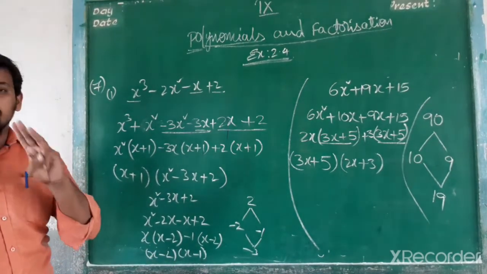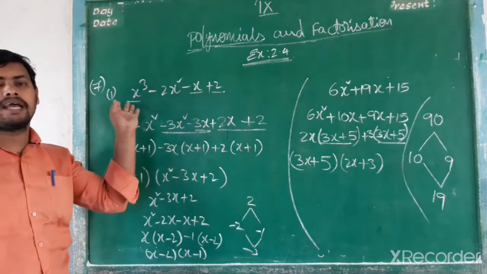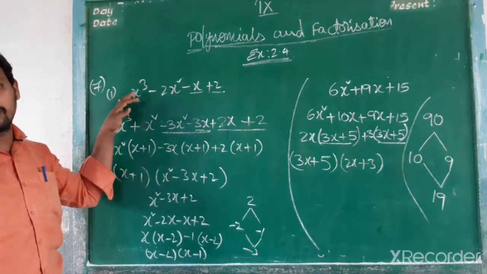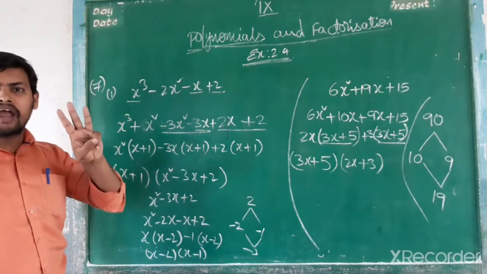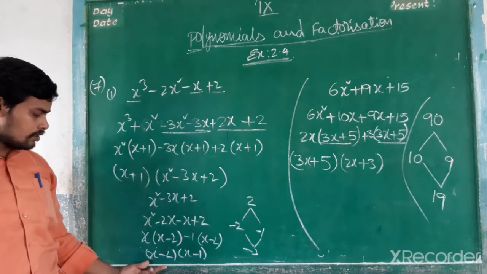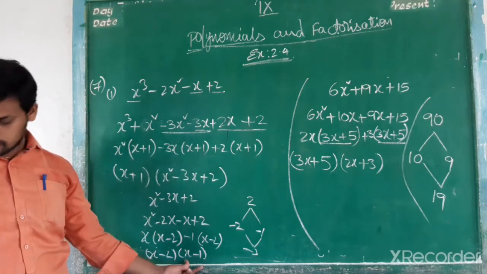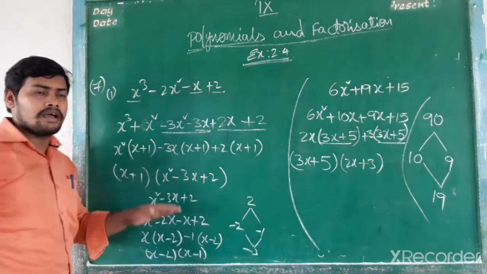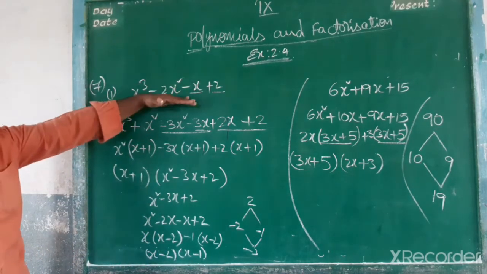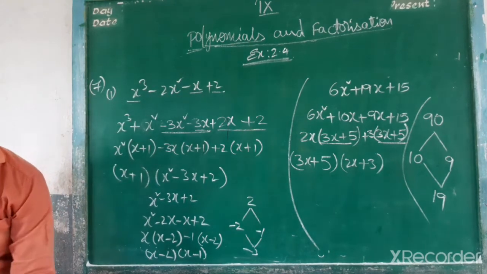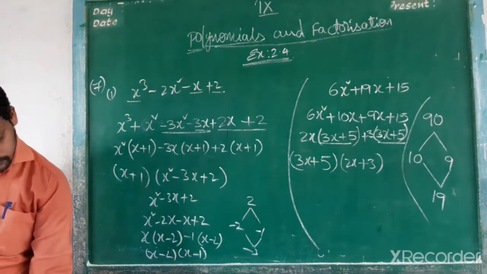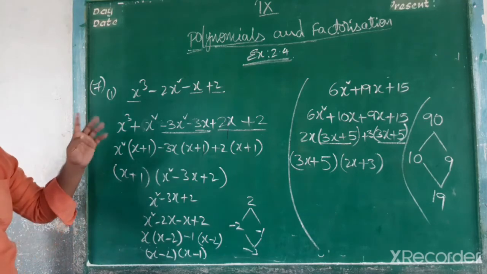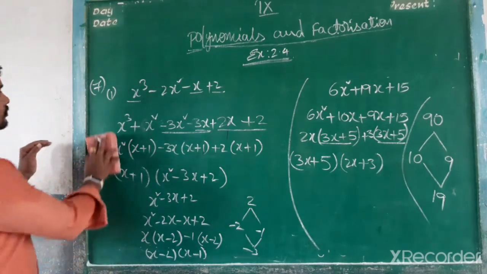Here, what is this polynomial? This polynomial is a cubic polynomial. So for a cubic polynomial, 3 factors are there. One is x plus 1, another one is x minus 2 and another one is x minus 1. Okay, these are the factors of this particular cubic polynomial. Next, move on to the second one.